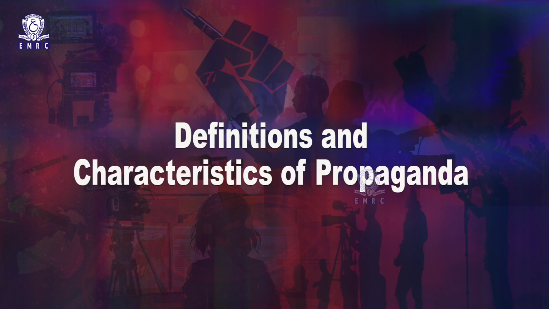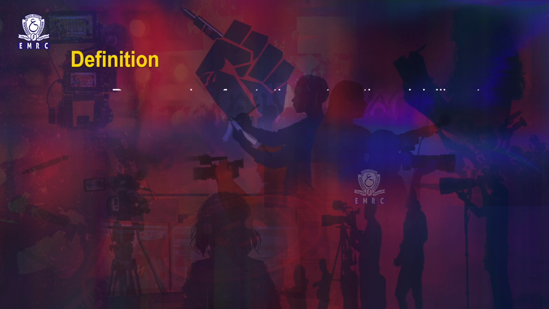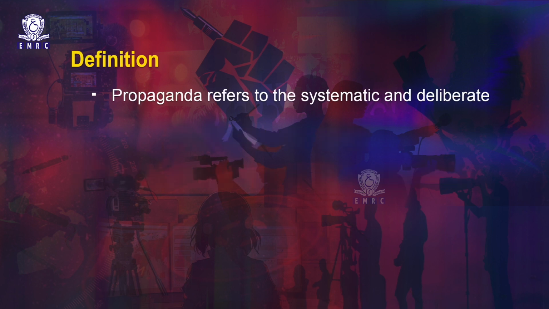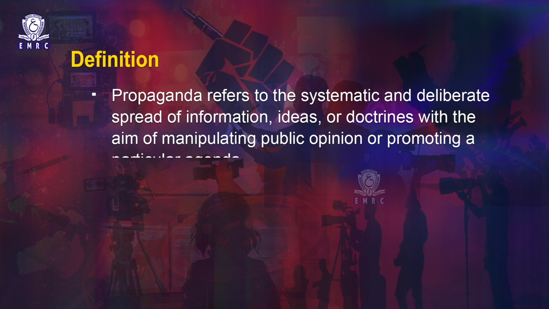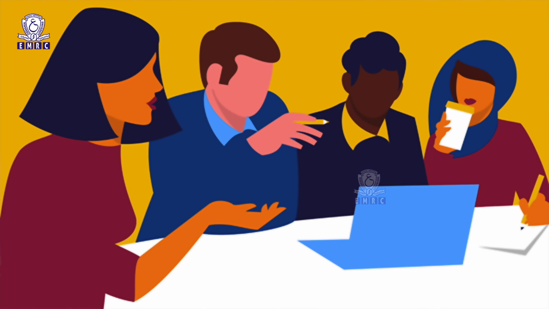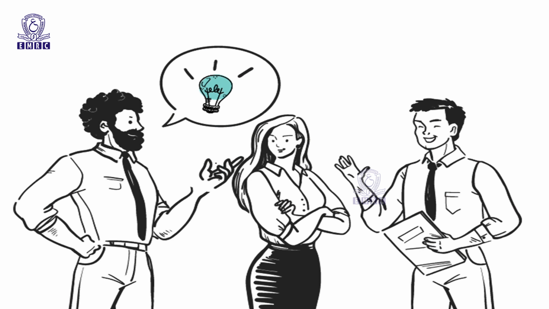Definitions and characteristics of propaganda. Definition: propaganda refers to the systematic and deliberate spread of information, ideas or doctrines with the aim of manipulating public opinion or promoting a particular agenda. It is often associated with persuasive communication that seeks to influence attitudes, beliefs and behaviors.